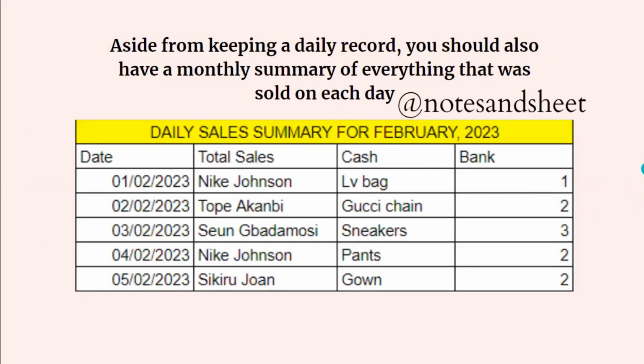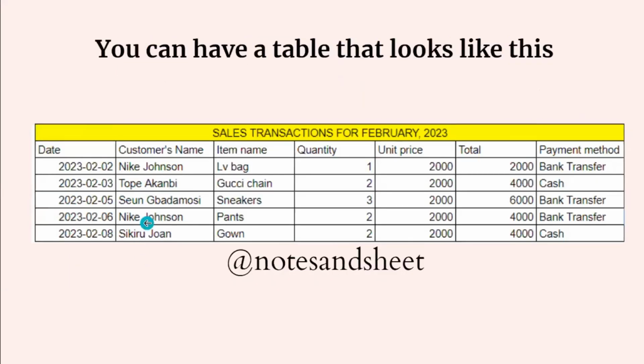So aside from keeping daily sales records, if you are doing manual bookkeeping, which I don't recommend by the way, I always encourage people to use an accounting software. But if you are using manual bookkeeping, this is something that you can use. Aside from your daily sales, you need to also keep a monthly summary of everything that was sold on each day. So you know that in this first record that we are keeping, someone bought in a day, like for example, on the 31st of July, you made about 20 sales and you have written all of the 20 sales under 31st of July.